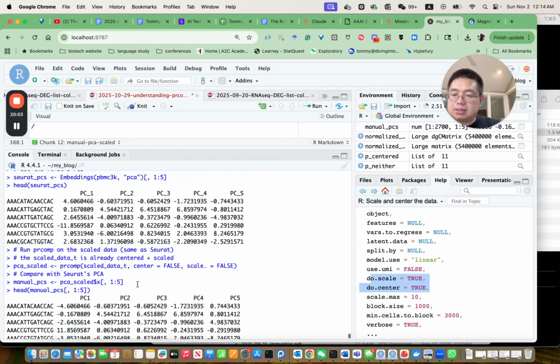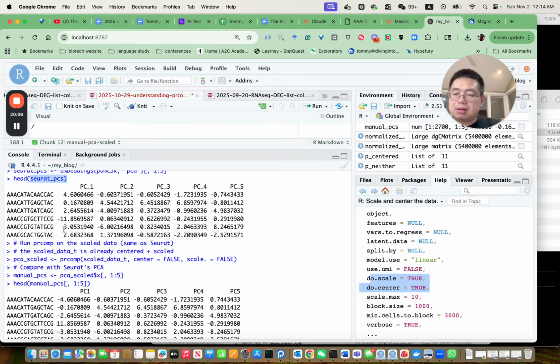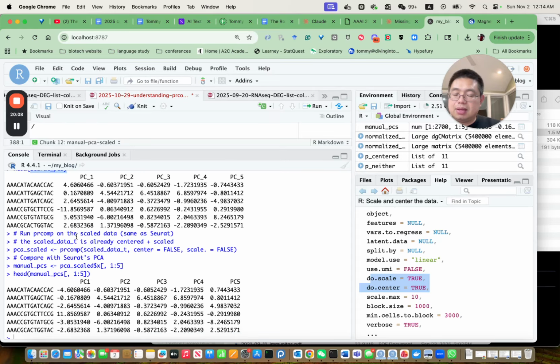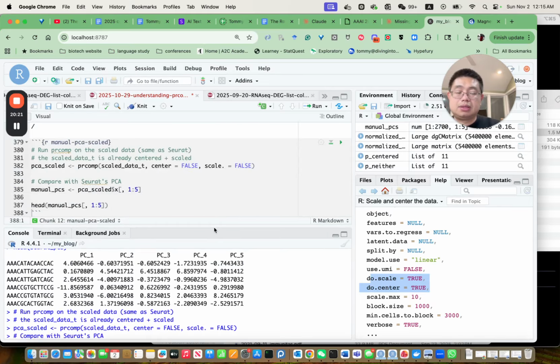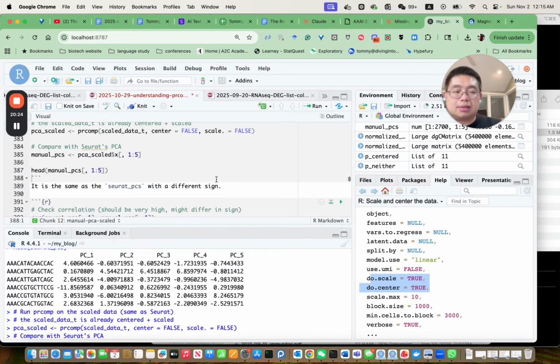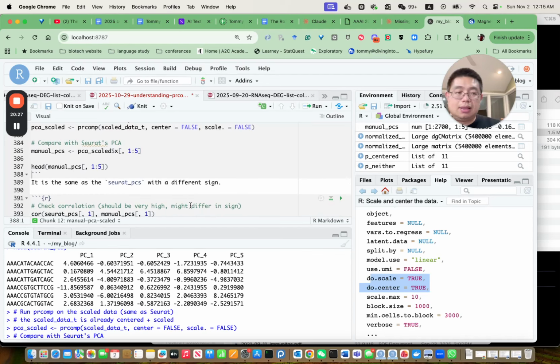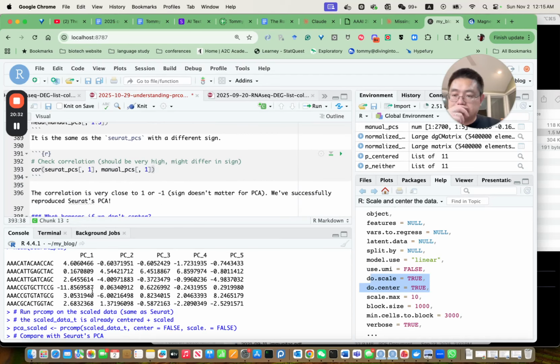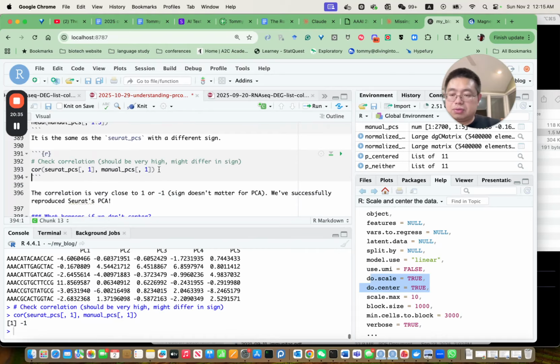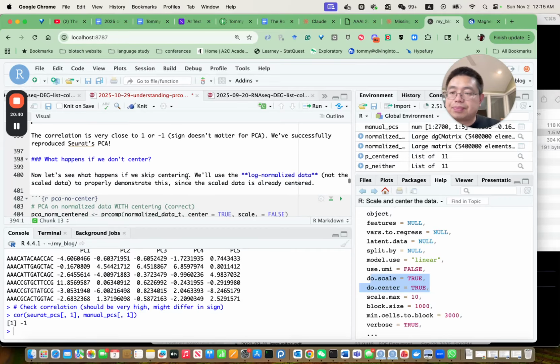And if you compare this with what Seurat calculates, it's actually exactly the same, with only a sign difference. Because for principal components, the sign doesn't matter. So essentially, those are the same results. If you read carefully, they're the same numbers. So essentially, we recreated Seurat's principal component analysis using prcomp, not this low-level function. If you look at the correlation for these two, the first column of these two principal components is -1. Okay, it's perfectly correlated. They're the same.